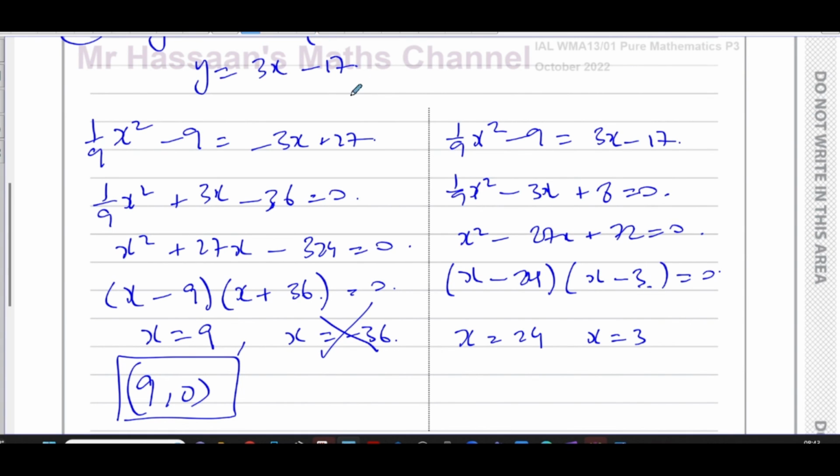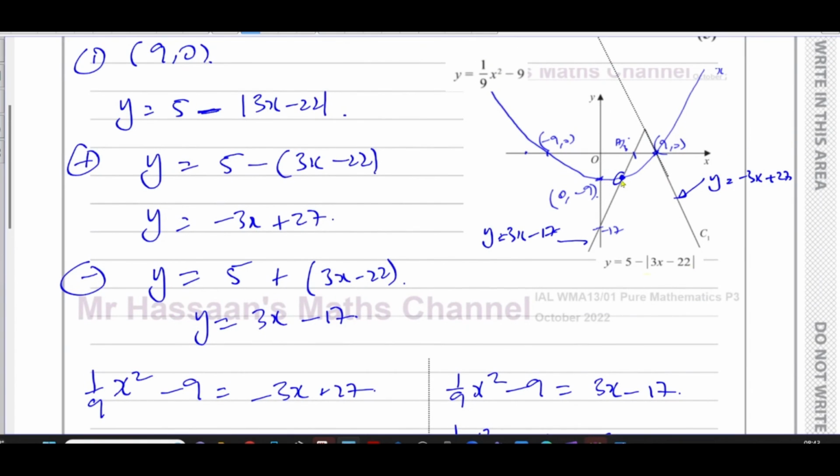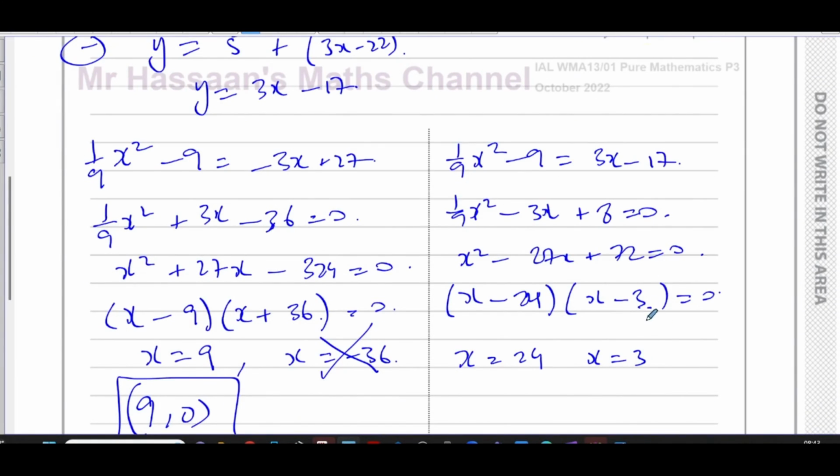Now, which one of the solutions are we looking for? Of course, we're looking for the solution over here. That must be where x equals 3. Okay, that's the x equals 3 part. X equals 27, where does that come from? Or 24, sorry.